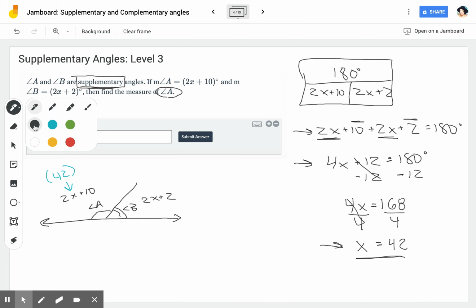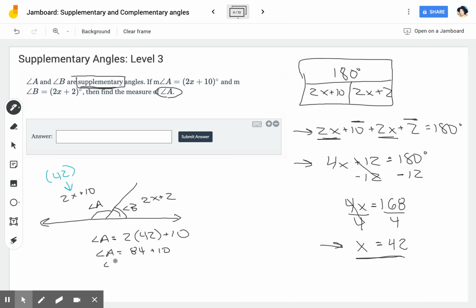The equation was that angle A is equal to 2 times something plus 10. We figured out that that something was actually 42. So angle A is equal to 84 plus 10, which means that angle A is equal to 94 degrees. And so you can just put a 94, you don't have to put degrees. And this is our final answer.